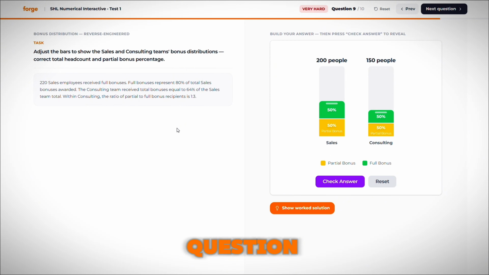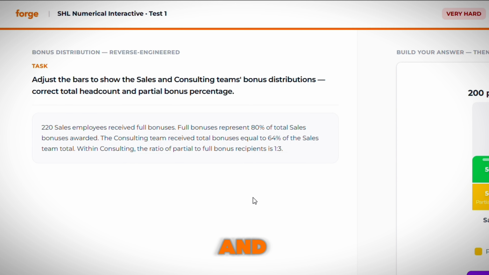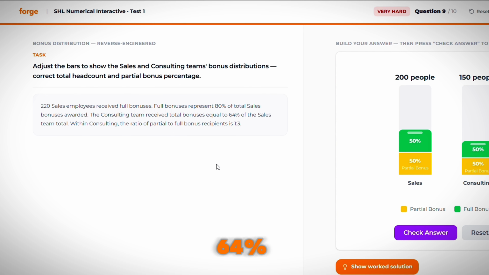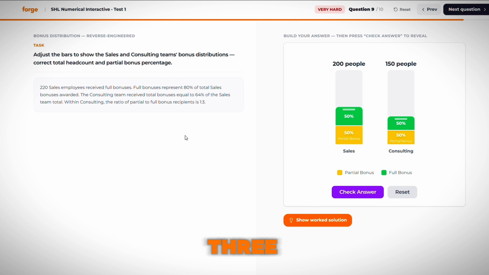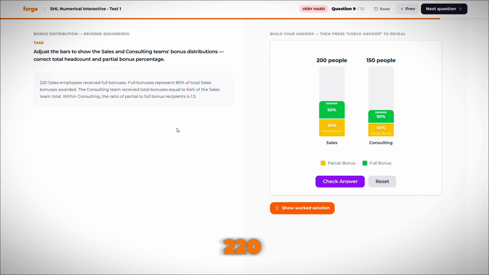So this is the hardest question in the set. Stacked bar chart again, but now you work backwards. There's 2 traps, one on top of the other, and I'll take it really slowly for you. So the setup is 220 sales staff get the full bonus, and we're told that that's 80% of the team. Consulting got a total of 64% of sales, and inside consulting, partial to full is 1:3. So trap 1, we know a part, 220 people, and we know that it's 80% of the whole group, but we want the entire group.